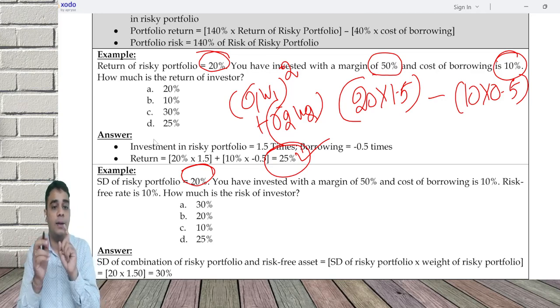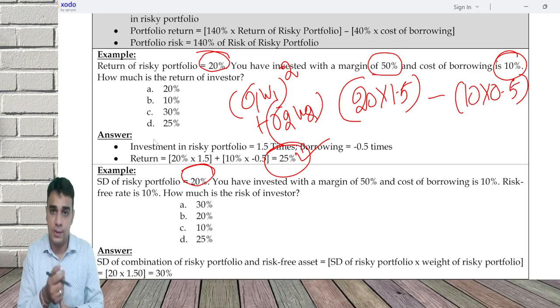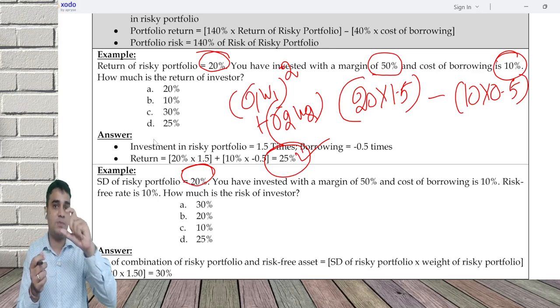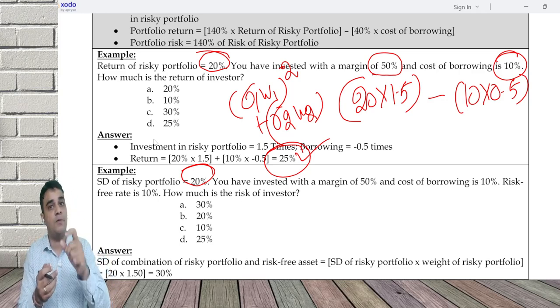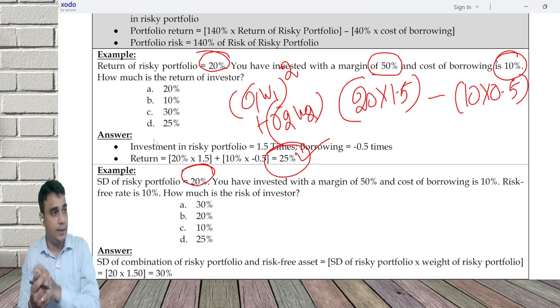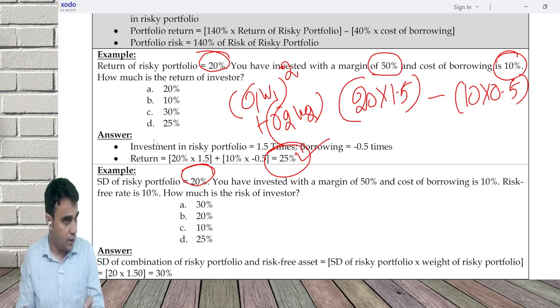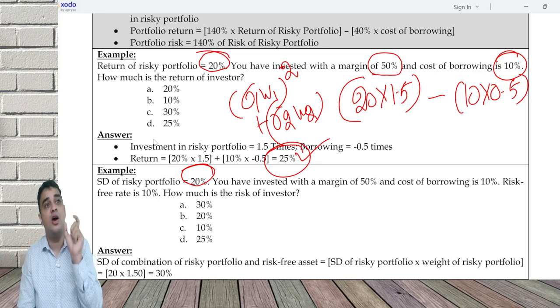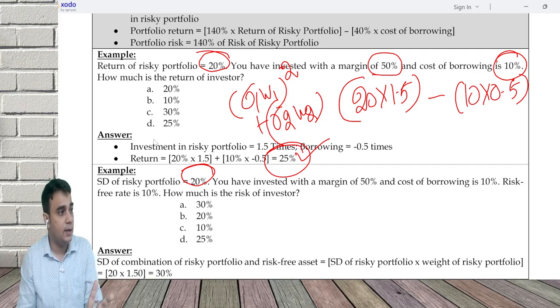So to cut it short, again, I'm repeating. Portfolio return is equal to whatever is my investment, which can be 140%, 150, 160, 170, 180, 190 into the normal return minus cost of borrowing into the proportion of borrowing. Risk is portfolio risk into directly the weight. No minus and all there. Why nothing is happening? Because this can only increase your risk.